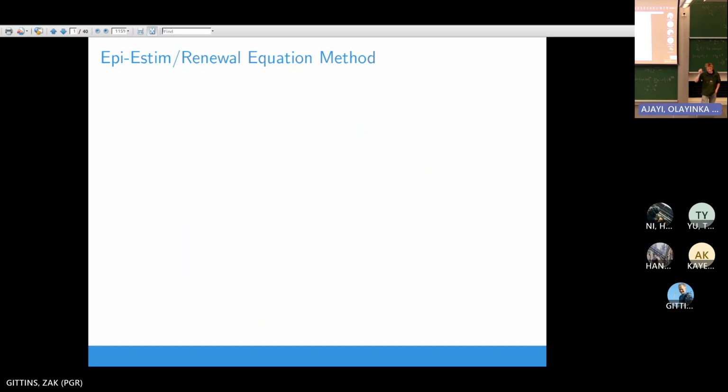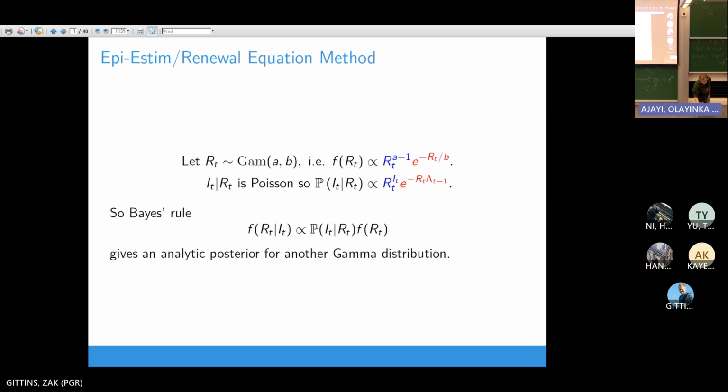So you might be familiar with EpiEstim. More people than I expect have heard of EpiEstim. But this is basically the renewal equation on the previous slide, and it uses conjugate priors to estimate the reproduction number, the instantaneous reproduction number. So we want to use Bayes' rule to get a posterior for R_t given the data on day t.